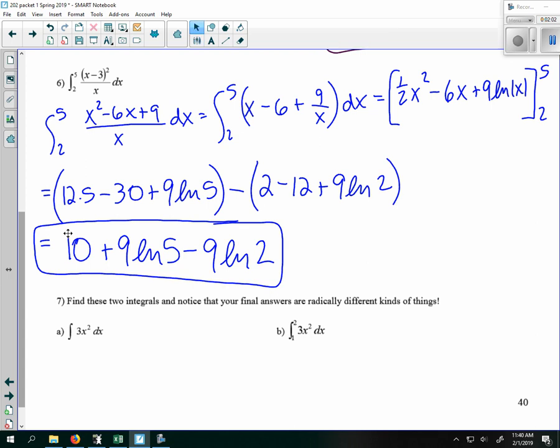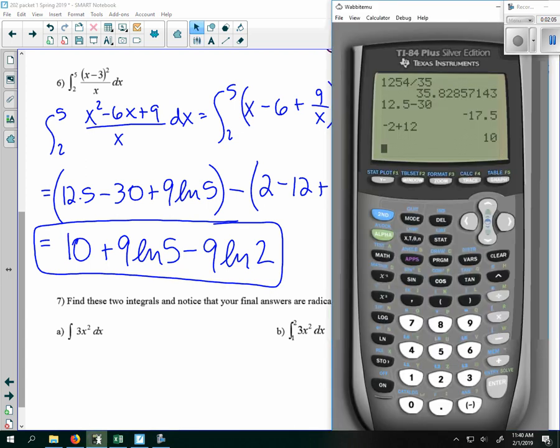I will check it on my graphing calculator. So math 9, integrating from 2 to 5, (x minus 3) squared divided by x dx. So this is going to give me a decimal approximation. So I'm going to type in my exact answer and see if it is the same thing.